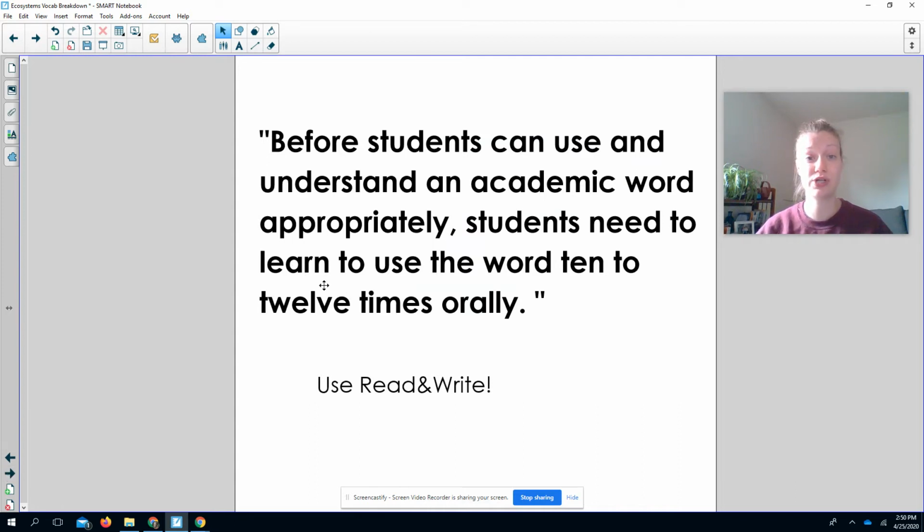Before we go on to the your turn, I just want to remind you one more time. Before you, as students, can read and use and understand an academic word appropriately, you need to learn to use the word 10 to 12 times orally. Orally, in this case, means verbally out loud, using your mouth to say it. So, by using your mouth, hopefully with Read&Write, on the next step, you're using that word one more time that will grow you towards using it appropriately in context.